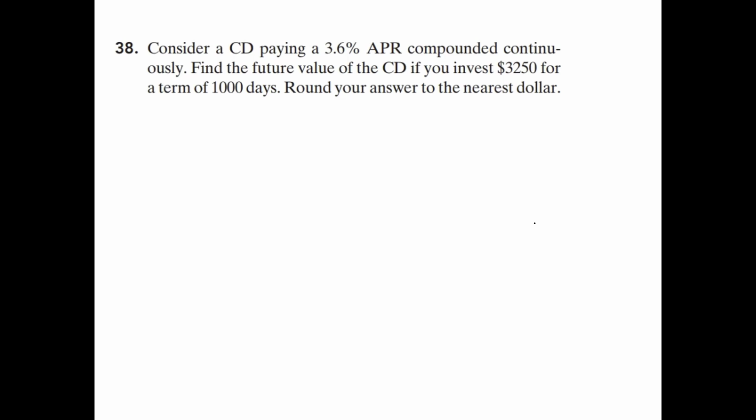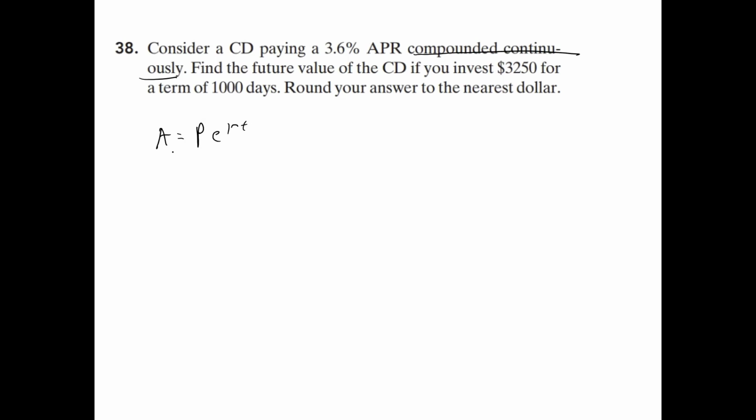Consider a CD paying 3.6% APR compounded continuously. Find the future value of the CD if you invest $3,250 for a term of 1,000 days. Round your answer to the nearest dollar. Right? So again, you have A is equal to P e to the RT, so you need to read the problem, and when it tells you compounded continuously, then that tells you you need to know this.